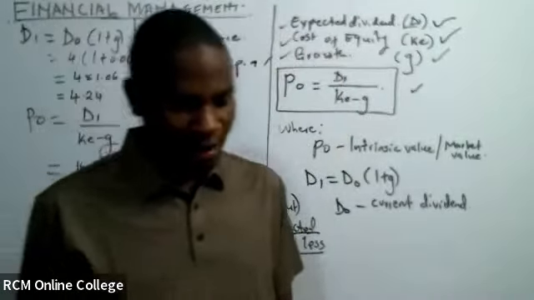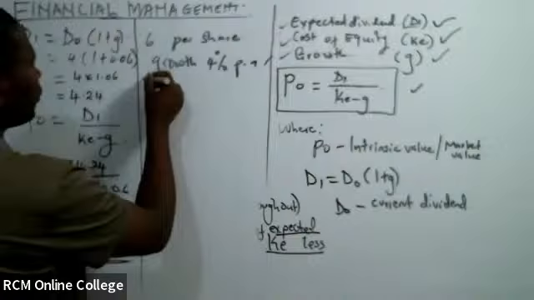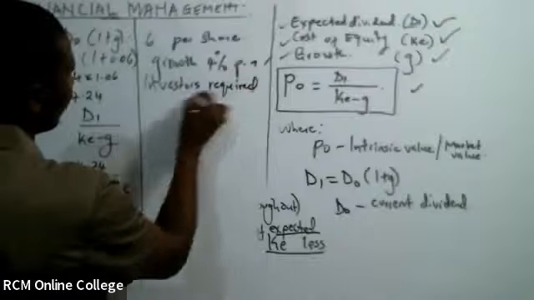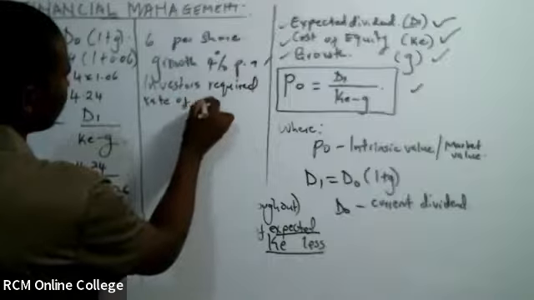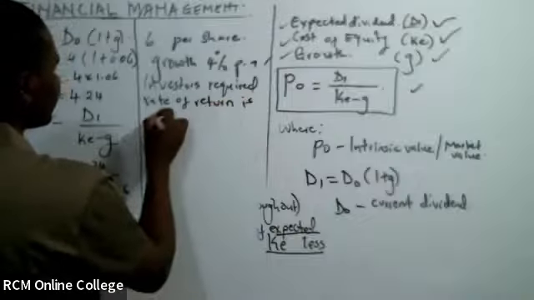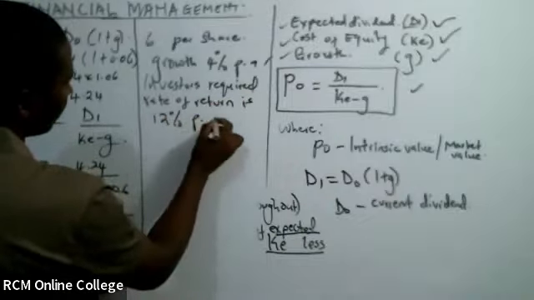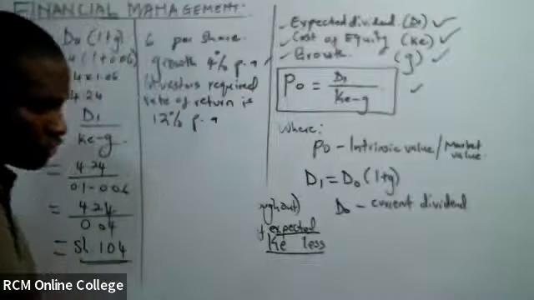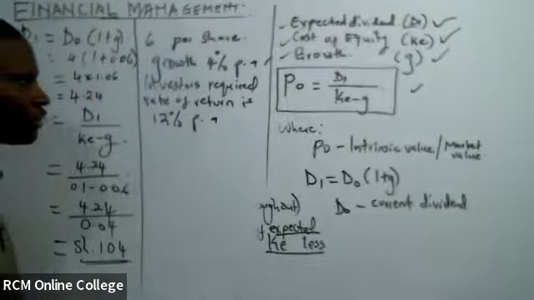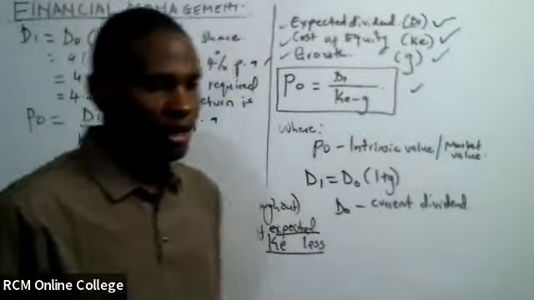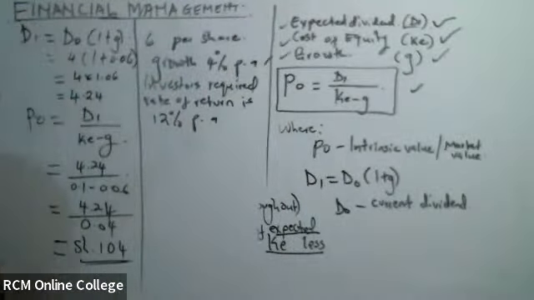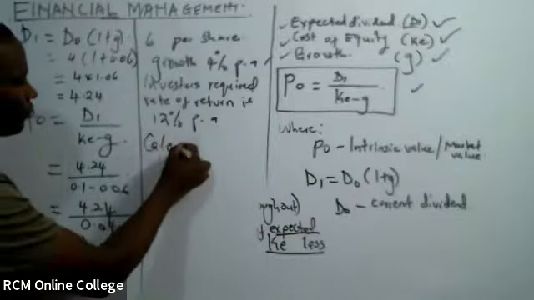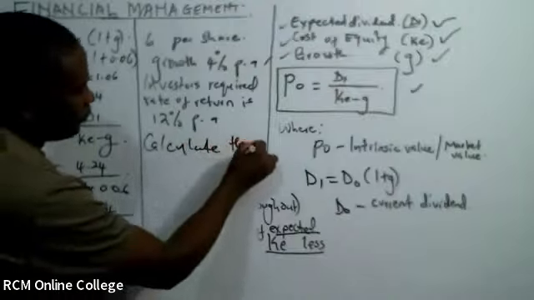And investors' required rate of return is 12% per annum. Required: calculate the intrinsic value per share. By the blink of an eye, we can be doing that. Calculate the intrinsic value per share.